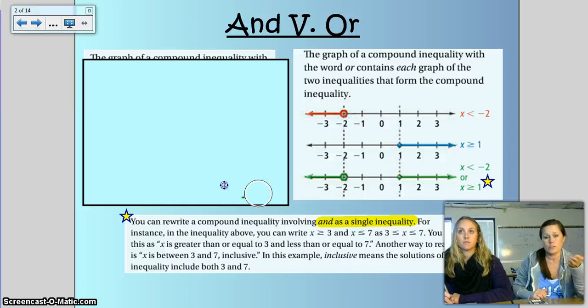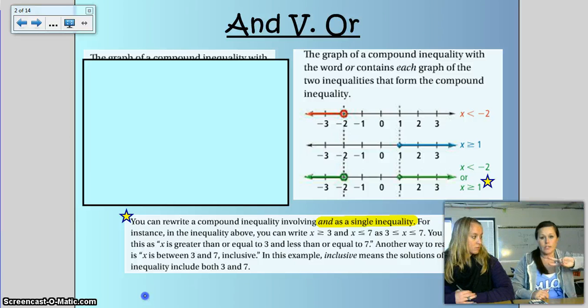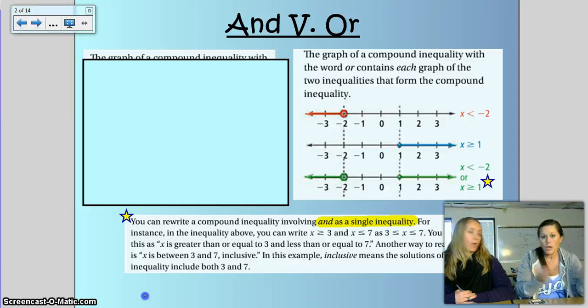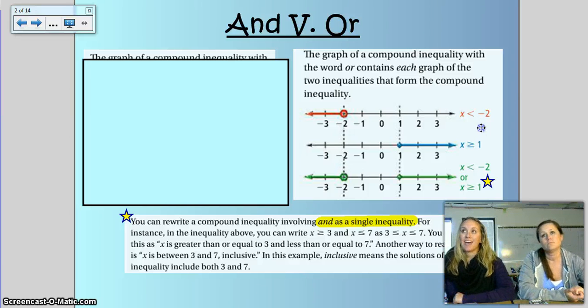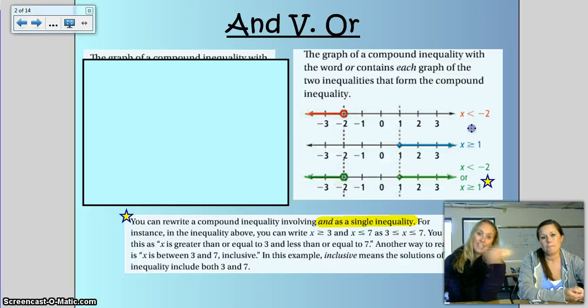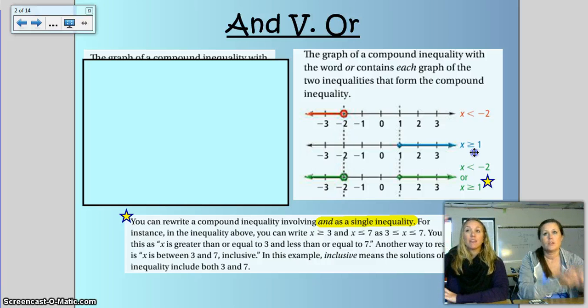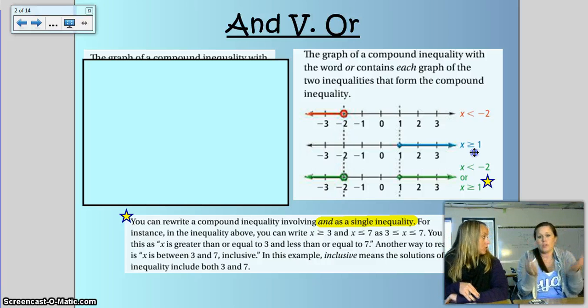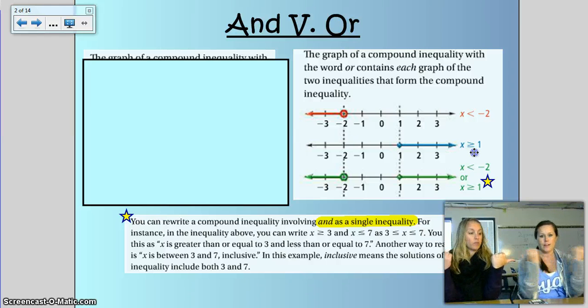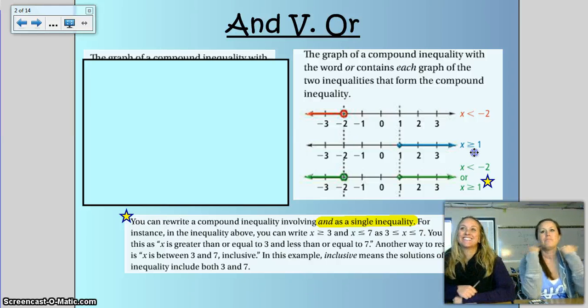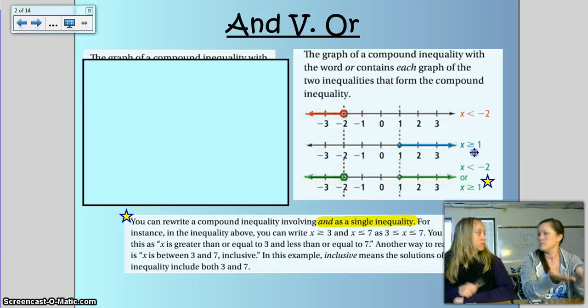Then you have what's called an "or." An "or" is when you have two inequalities and none of the values overlap. You can have this red option, x is less than -2, so -2 and left, or x is greater than or equal to 1, so closed circle at 1, going right. When you combine those two, nothing on the number line is overlapping, so it's called an "or."